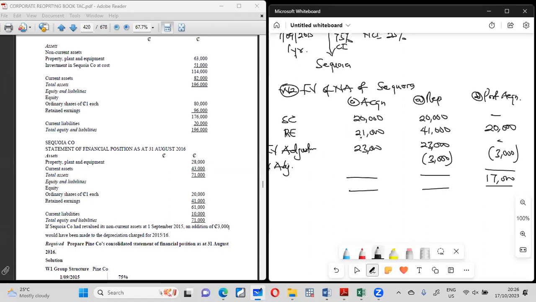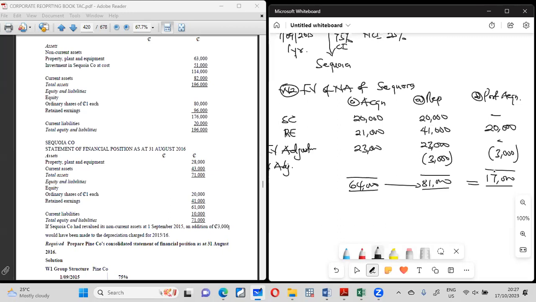$41, 64. Before. And what about this side? The same, 64 minus 3. Sorry, this one is 81. This one is 41. So 81,000. So the difference, the movement should equate. It should always equate.